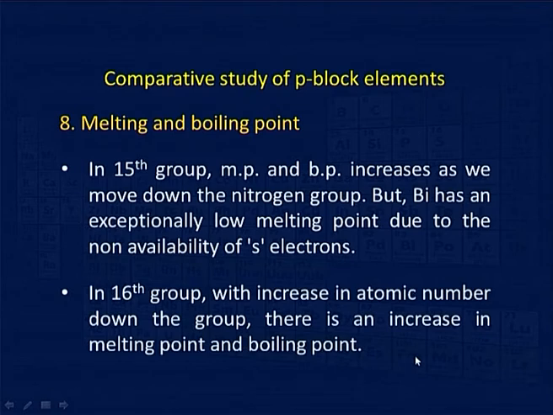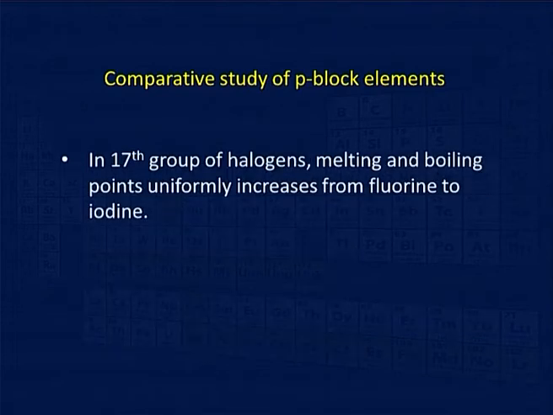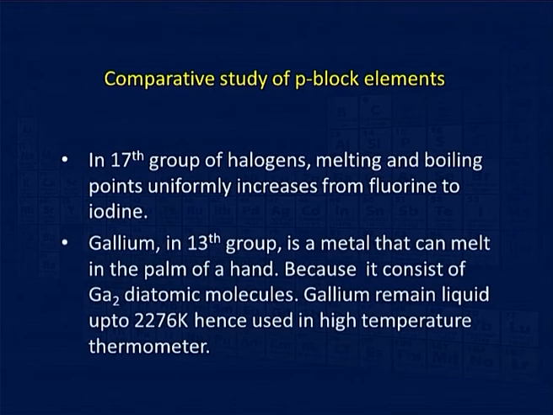In the 16th group, with an increase in atomic number down the group, there is an increase in melting point and boiling point. In the 17th group of halogens, melting and boiling point uniformly increases from fluorine to iodine. Gallium in the 13th group is a metal that can melt in the palm of a hand because it consists of Ga2 diatomic molecules. Gallium remains liquid up to 2276 Kelvin, and this specific property of gallium makes it useful in high temperature thermometers.